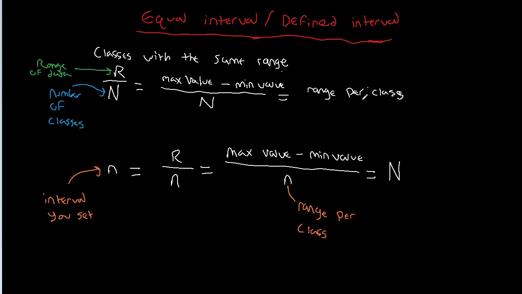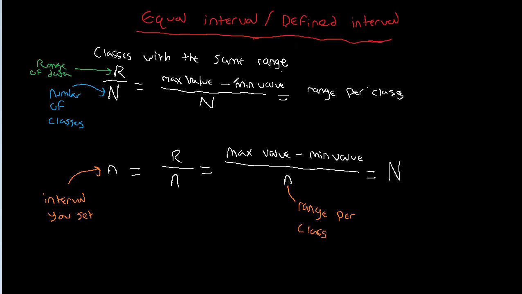Because instead of figuring it out based on the number of classes, we're defining the range per class to figure out the number of classes that we need. And so it's going to work exactly the same way, right? We're going to start at the minimum value. We're going to add this range per class, go up to the next value, add that range, that's the second class. Go up to the next value, add that range, that's going to be the third class, and so on.